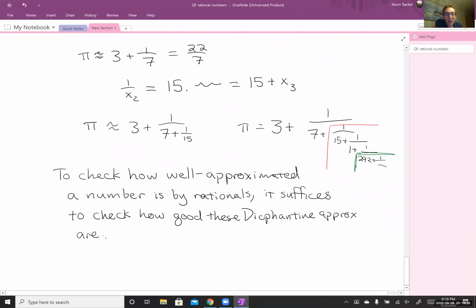So as somebody pointed out in the chat, Notabot, 355 over 113 minus pi is about 2 times 10 to the minus 2 to 3 times 10 to the minus 7. So even though you have a denominator of 113, you're getting about 1 in 5 million.